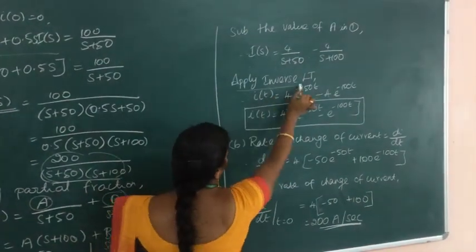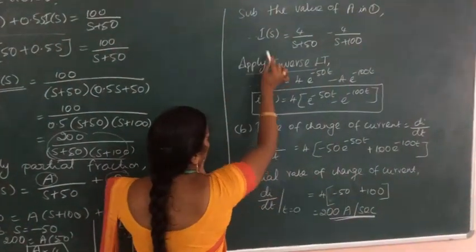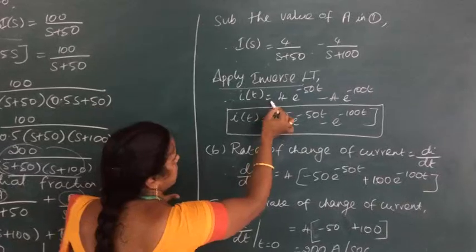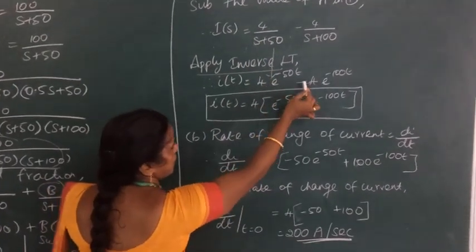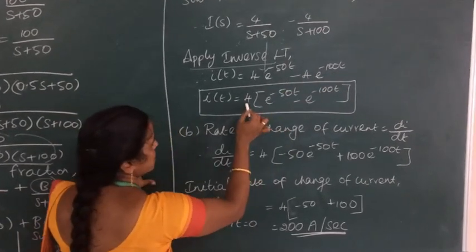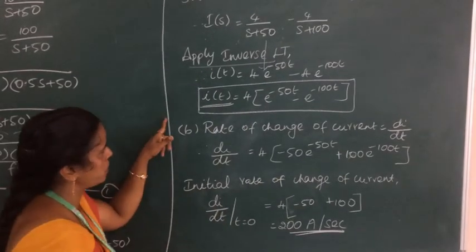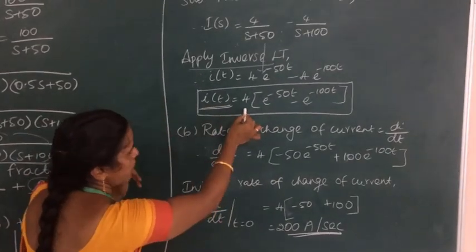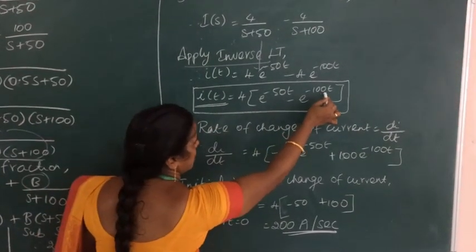Now we apply the fourth step, that is, taking the inverse Laplace transform. So I of s becomes I of t. This is equal to 4 by s plus 50 becoming 4 into e power minus 50t, minus 4 into e power minus 100t. You can take 4 outside. So you are getting the resultant current, or the transient current, for the given circuit as I of t is equal to 4 into e power minus 50t minus e power minus 100t.